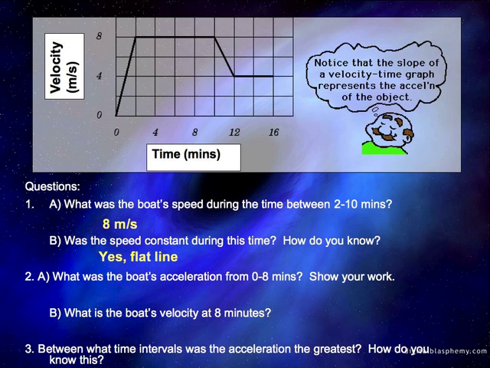Yes. So, again, what do we need to know? The acceleration is the change in velocity over time. Between minutes 0 and 8, what was the change in velocity? 8 meters per second. What was the time? 8 minutes. So 8 meters per second divided by 8 minutes is 1 meter per second per minute. All right.